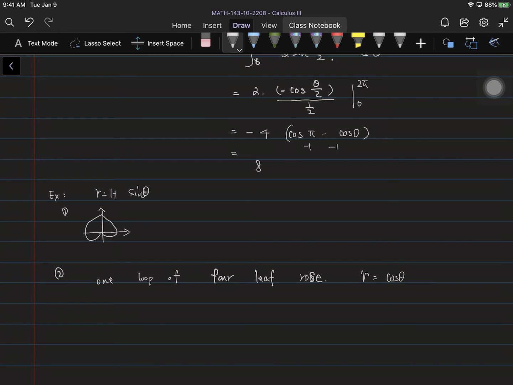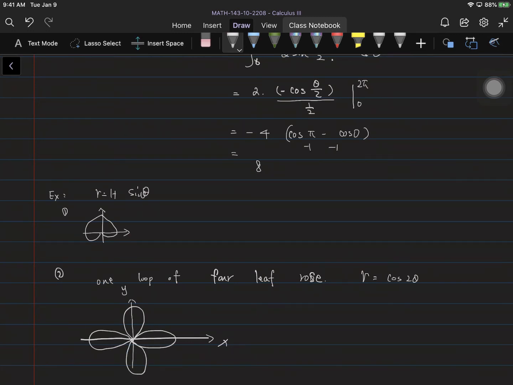This is cosine 2 theta, okay? r equals cosine 2 theta. And the graph of this 4-leaf rose looks like this. So here is one loop, and another one. Find one loop of the 4-leaf rose. You can choose either one, we say 1, 2, 3, 4. You can choose just loop 1.